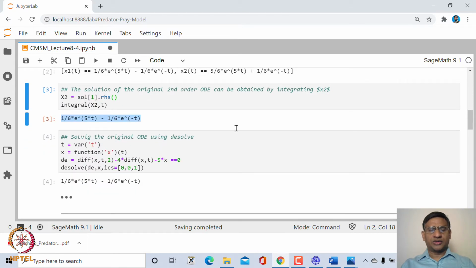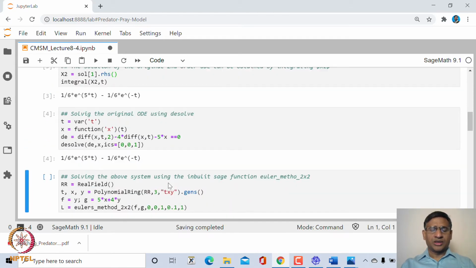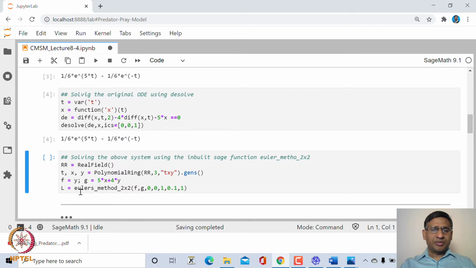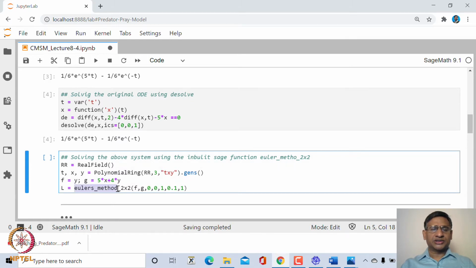So you can also use an inbuilt function which is euler_method_2x2. So SAGE has an inbuilt function to solve a system of two linear equations in two variables, initial value problems, using Euler's method, and this is what is called euler_method_2x2. So how do we do that?